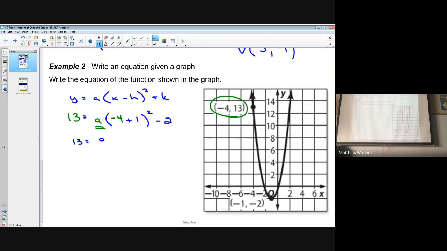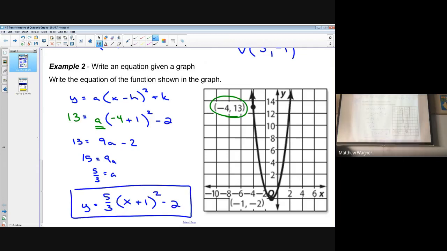Negative 3 squared is 9. So I have 9A minus 2. 9A is 15, which means A, after I reduce, is going to be 5/3. Okay? So we plugged in our vertex, we plugged in our points for X and Y, we solved for A, and now we have our equation, 5/3, and then we can copy what we had from up above. So our H value is negative 1, so minus negative 1 is plus 1, and our K value is minus 2. All right, so those ones should be pretty straightforward.